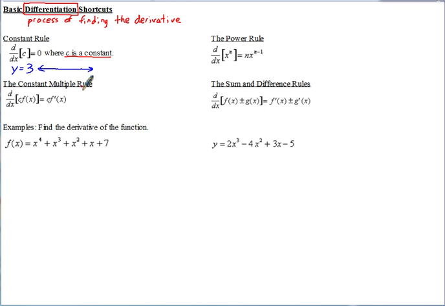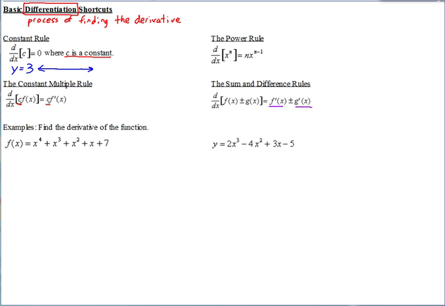The constant multiple rule says if you have a constant out in front of a function, when you take the derivative, that constant just remains as the coefficient out in front. And finally, the sum and difference rules tell us that if we have more than one function added or subtracted, we can take the derivative of each one separately.